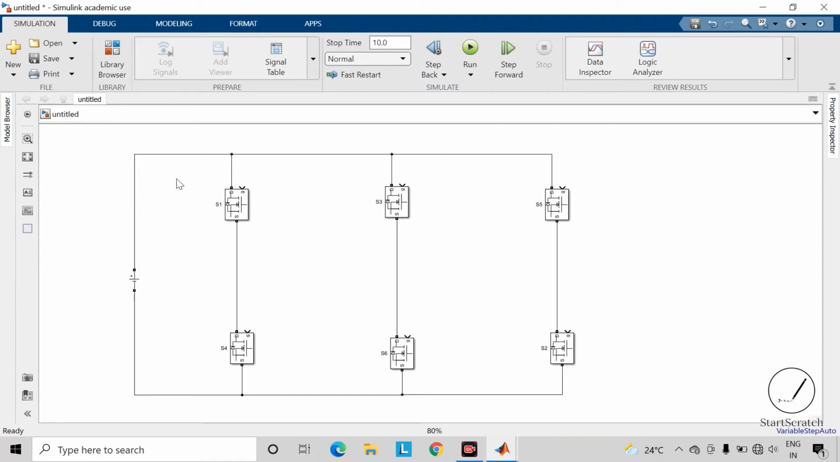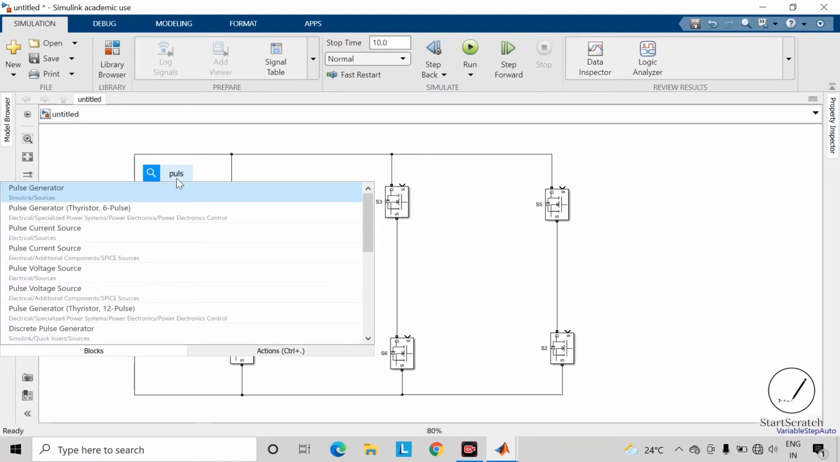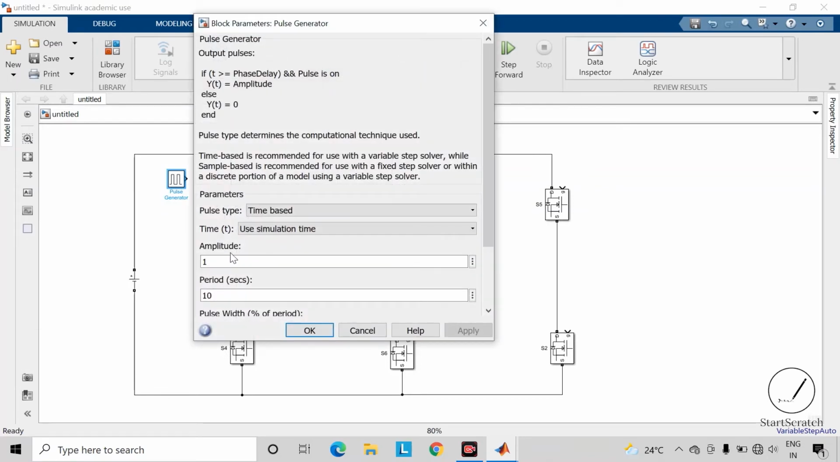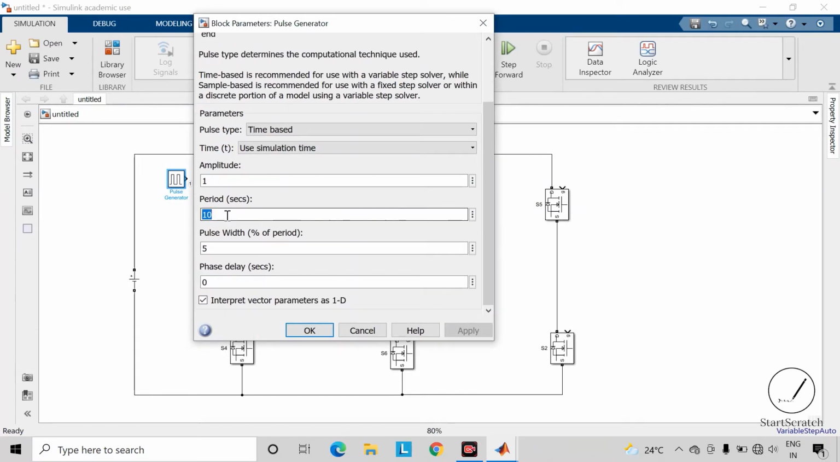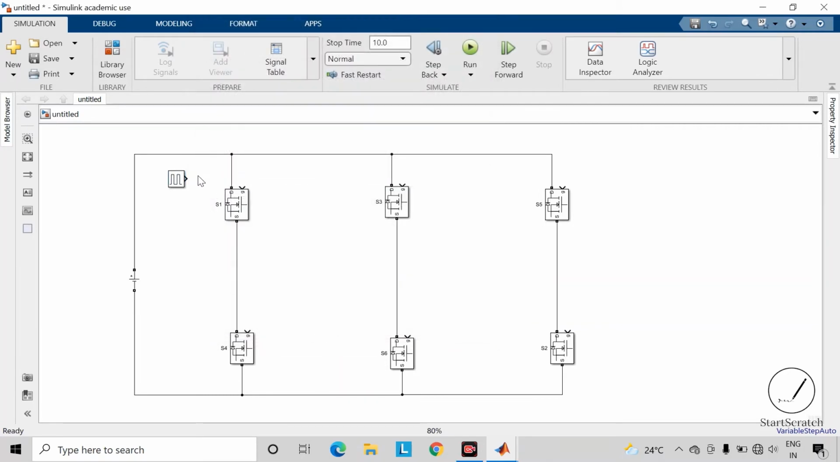Now take the pulse generator block. Open this block. We will change the period to 20 milliseconds. We can also write this period as 1 divided by 50 Hz. We will keep the pulse width as 50% so that this switch will conduct for 180-degree mode of conduction, and we will not apply any phase delay for this switch S1. Let us rename this pulse generator as pulse generator 1.